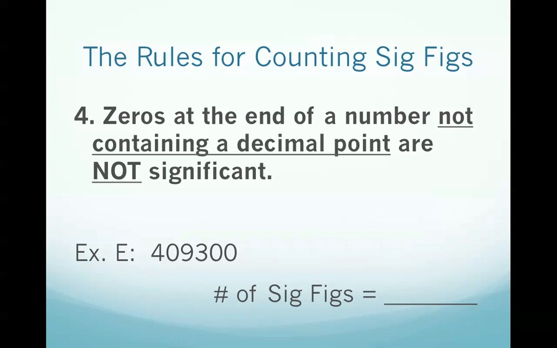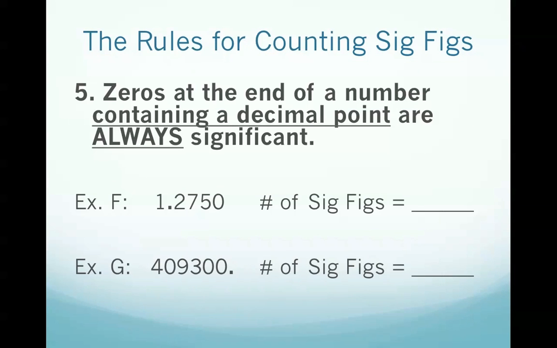Alright, rules 4 and 5 are similar because we're talking about the zeros at the end of a number. Okay, zeros at the end of a number not containing a decimal point are not significant. So for example E, there's no decimal point anywhere in the number, so these zeros at the end are insignificant. So we only have then 4 sig figs. In rule number 5, if there is a decimal point, those zeros at the end are always significant. So in example F, we have a decimal point, so this 0 is significant, so we have 5 total sig figs. In example G, we have a decimal point, so any ending zeros are significant. So in this example, we have 6 sig figs.